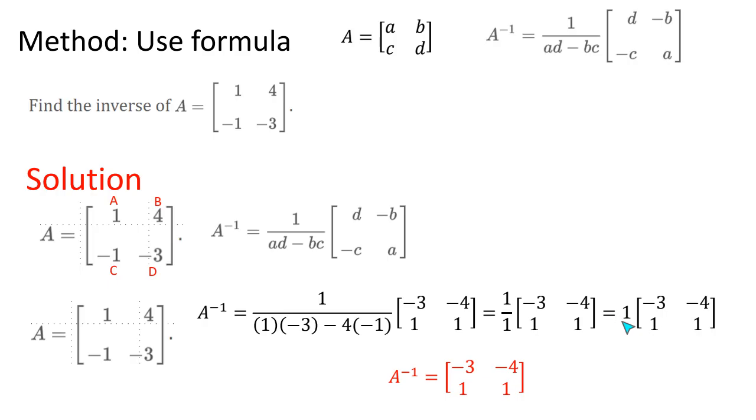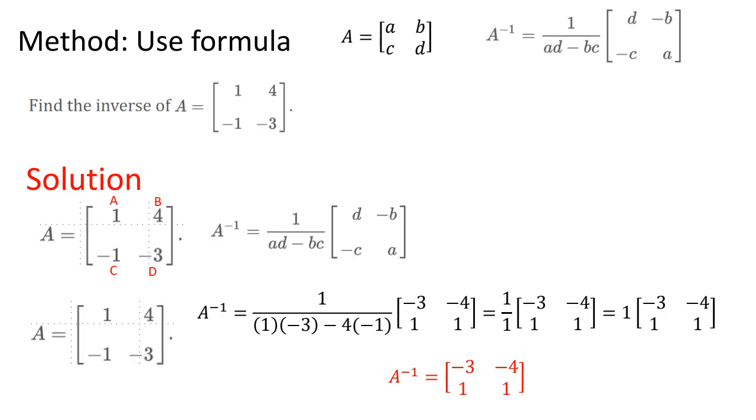And we end up with a 1 here. So the 1 is a scalar, and that means that we multiply 1 into every number in the matrix. So 1 times this number here is going to be -3. 1 times -4 is -4. 1 times 1 is 1, and then 1. So this is your inverse, and that's going to be the same result that we got with the first method.